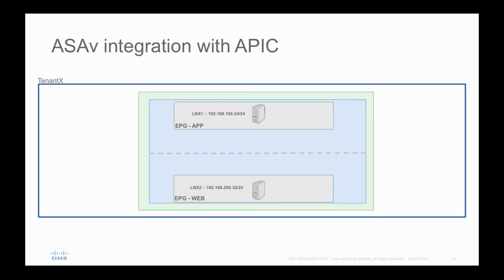I'll start this demo with creation of a tenant, and under the tenant I would be creating two EPGs, EPG app and EPG web. Under each EPG, I would be adding one Linux box. Linux 1 would be placed in app EPG, and Linux 2 server would be placed in web EPG.